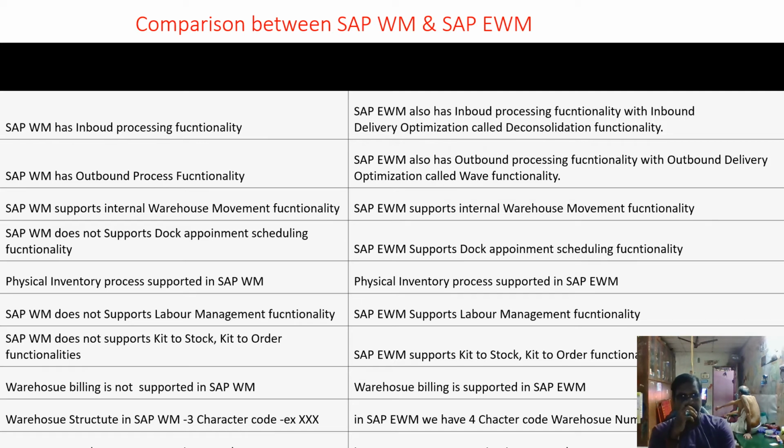Even the warehouse person does not have to depend on the finance guy for FI integration; rather he can work on the billing part and transfer it to the finance department, right? And then the warehouse structure in SAP WM has three-character codes, for example 100 or 001, like that. But in case of EWM, it is a four-character code, warehouse number 1000 or 0001 or whatever it may be, based on your selection.